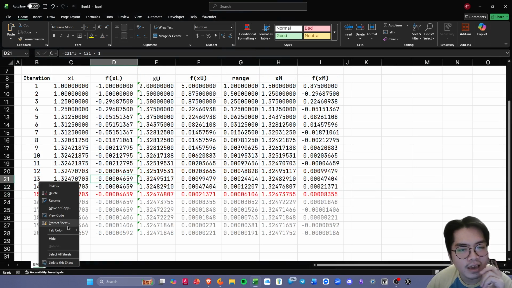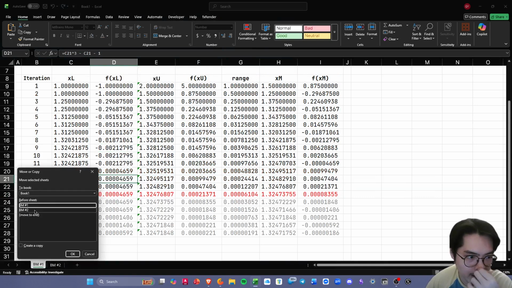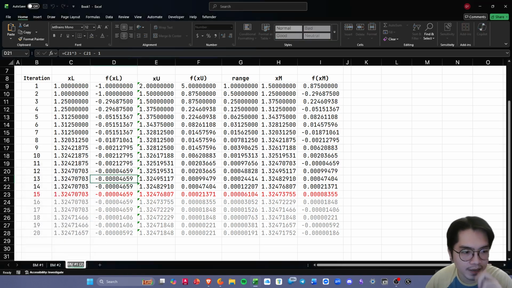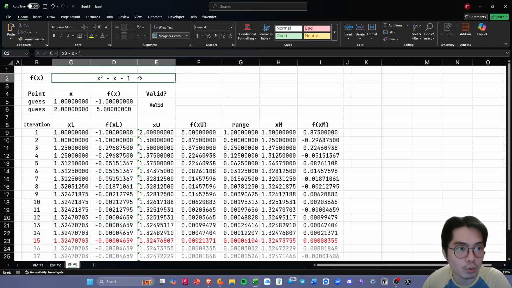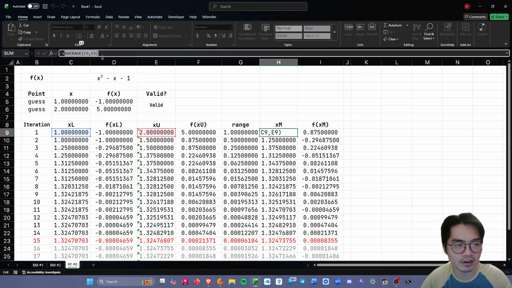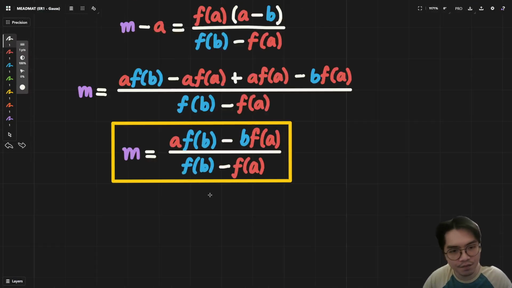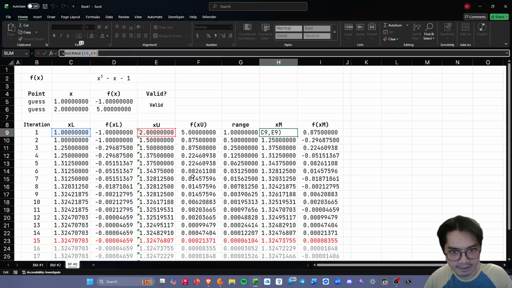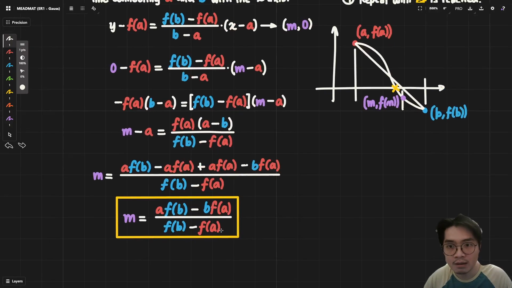Now, let's try and replace our XM in here using the regula falsi method. I will move to end, create a copy, and now this is regula falsi example 0. I am taking the original in here, x cubed minus x minus 1, and instead of just doing the average, we will create this thing: a times f of b minus b times f of a, all over f of b minus f of a. It doesn't matter if this is going to be positive negative or negative positive, you can just get the m value in there.